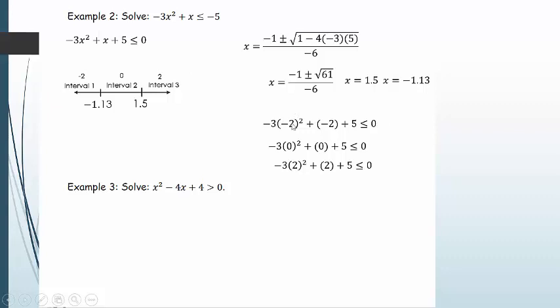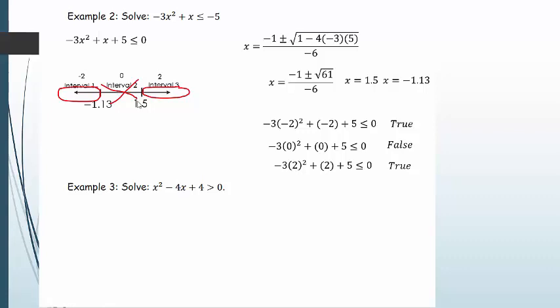So we got to run through and see which one of these is true, which one's false. So we'll end up getting true for the first one. We'll get false for the second one. And we'll get true for the third one. So I would circle my interval 1 and 3, but the middle interval failed. So if we don't circle that, we cross it out.